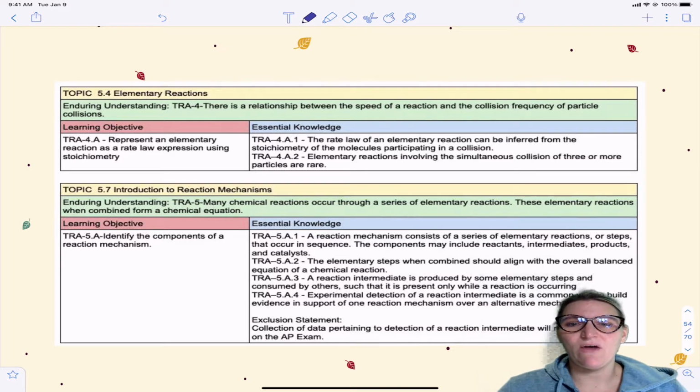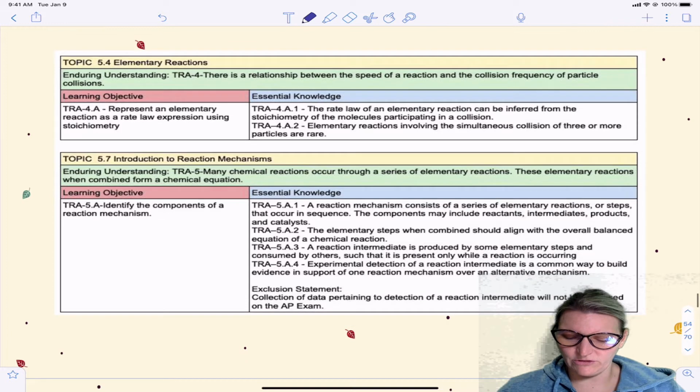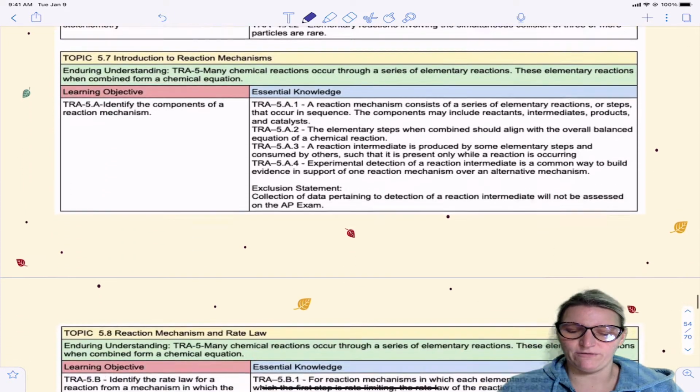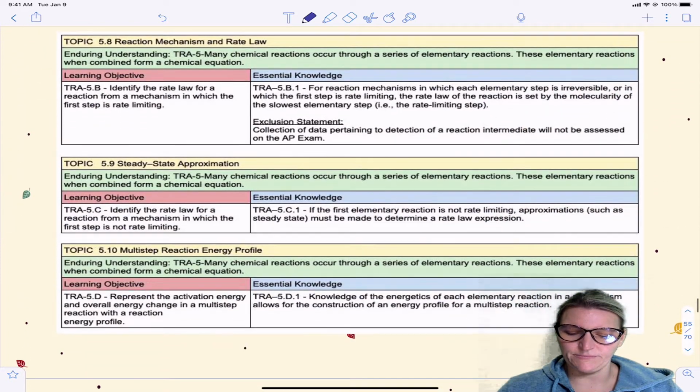Hi, so now we are tackling just one section in the textbook, 14.6, but it covers a lot of topics from the College Board. So we are going to start talking about reaction mechanisms. And when we talk about reaction mechanisms, we have to talk about elementary reactions. So we're going to cover 5.4 and 5.7. And then we're going to incorporate rate law into these.